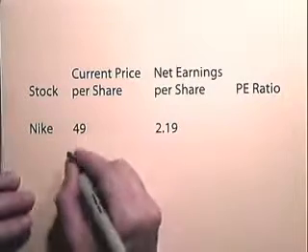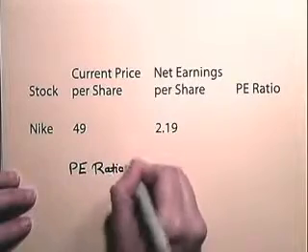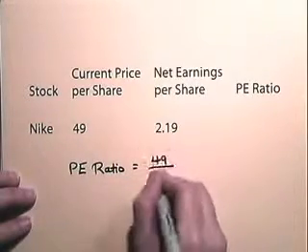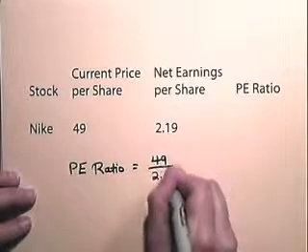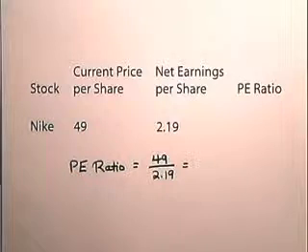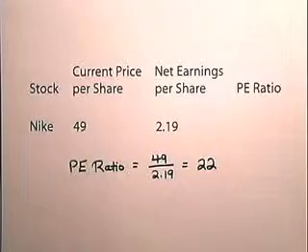So the P/E ratio will be $49, current price per share, divided by net earnings per share, $2.19. And P/E ratios are rounded to whole numbers. So 49 divided by 2.19, rounded to a whole number, is 22. So this stock has a P/E ratio of 22.